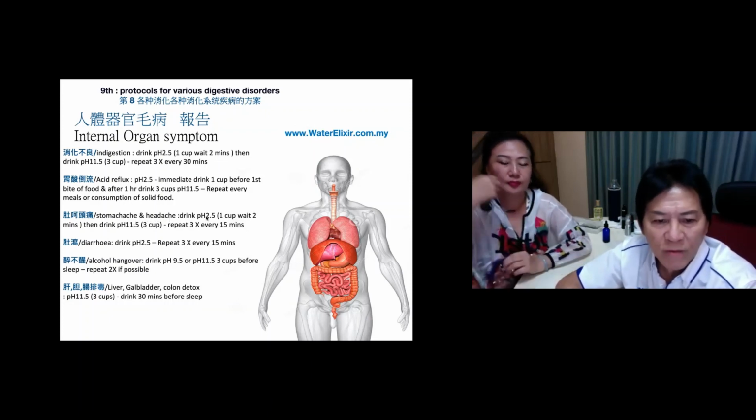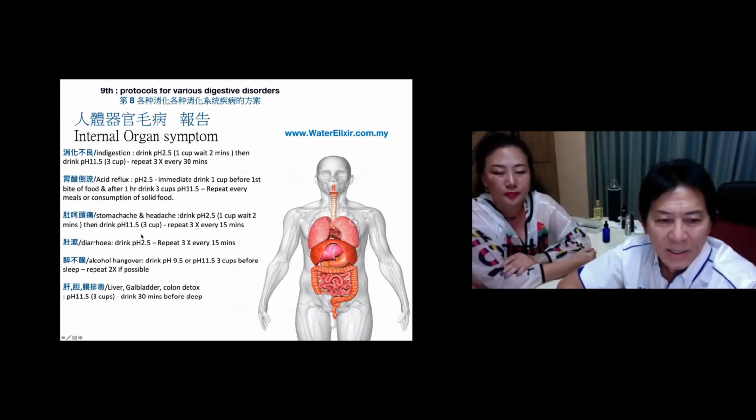Okay, when you have a stomach ache or maybe headache because of inflammation in your blood, same thing, you drink 2.5, kill the germs first in your stomach, then you drink the 11.5 inside 3 times every 50 minutes, you see miracle.